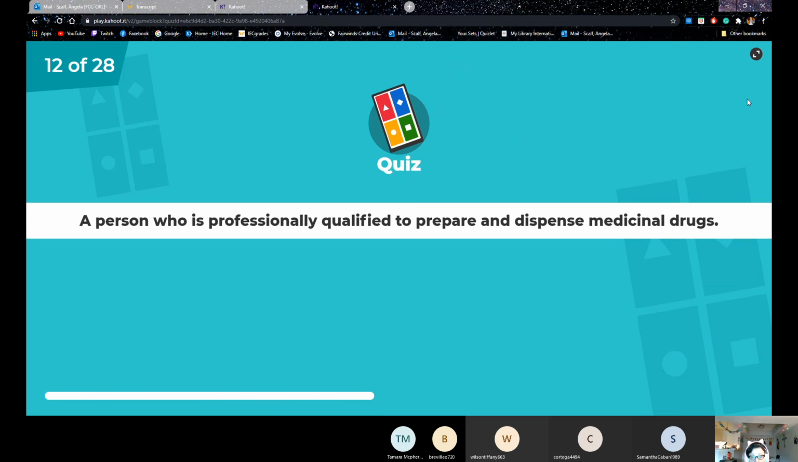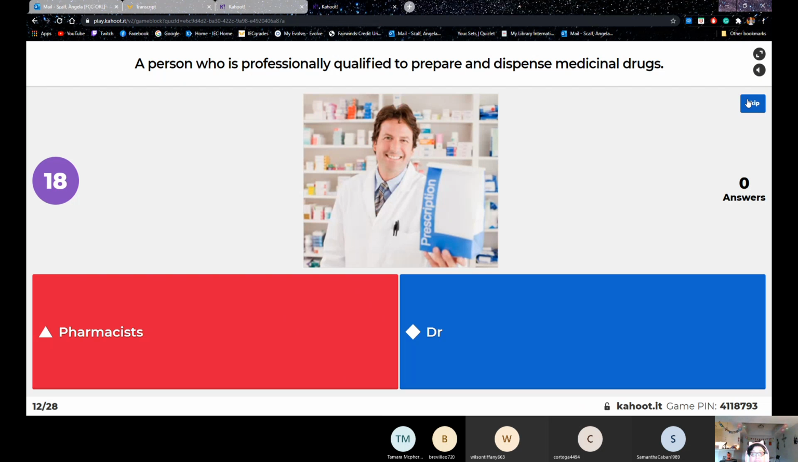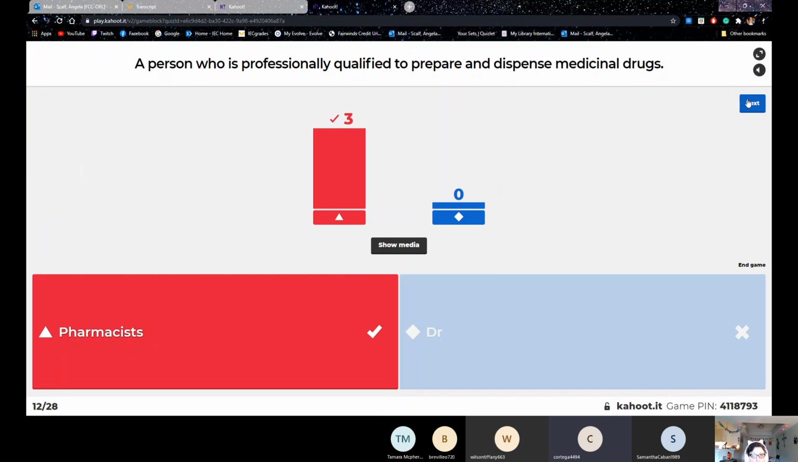A person who is professionally qualified to prepare and dispense medication, or it says medicinal drugs. Who can do that? Who can prepare them and dispense them? Yeah, only a pharmacist can prepare them.